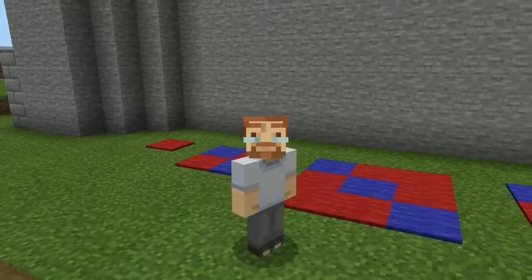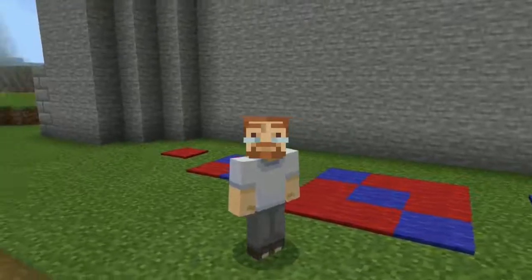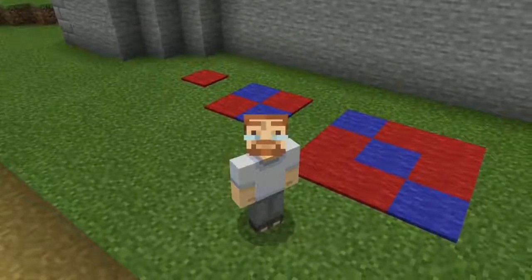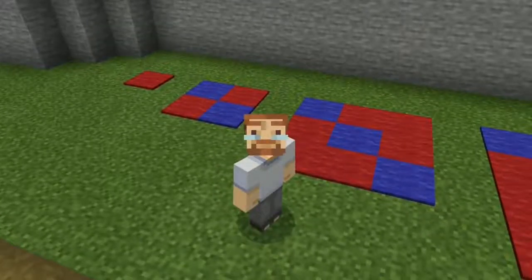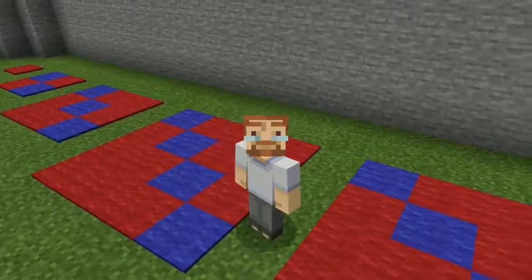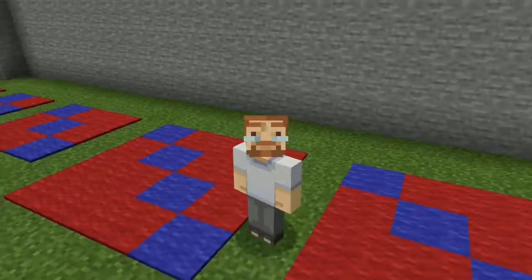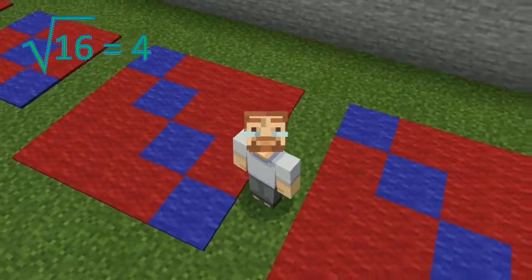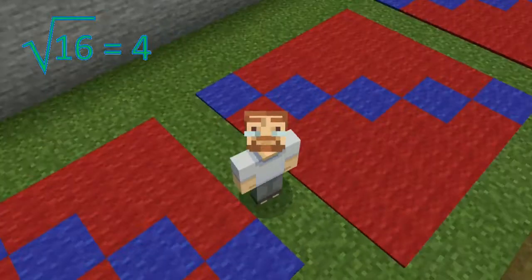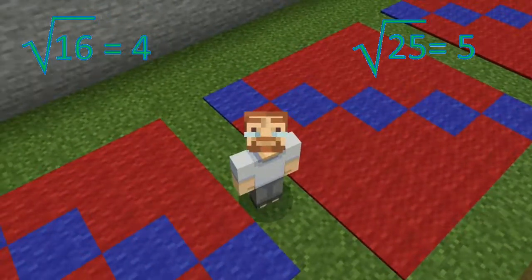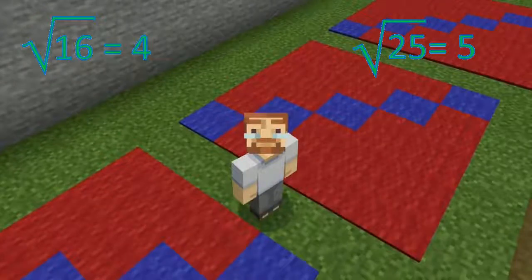Finally, perfect squares. This one actually is easy. Perfect squares are squares made up of whole numbers, aka integers. And the perfect squares are also integers. It's just that simple. The square of 4 is 16. 4 is a whole number. 16 is a whole number. The square of 5 is 25. 5 is a whole number. 25 is a whole number.